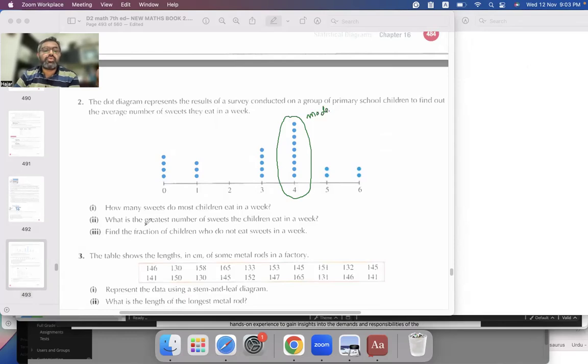Fine. So what is the greatest number of sweets the children eat in a week? That's the max value. So some children eat 6 sweets in a week.